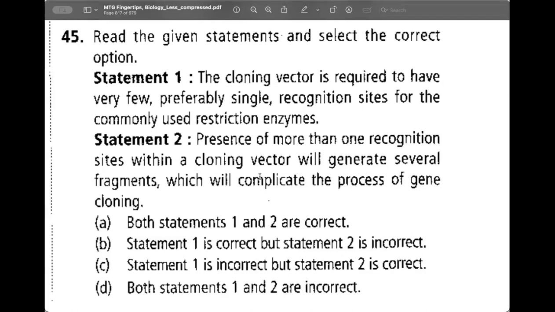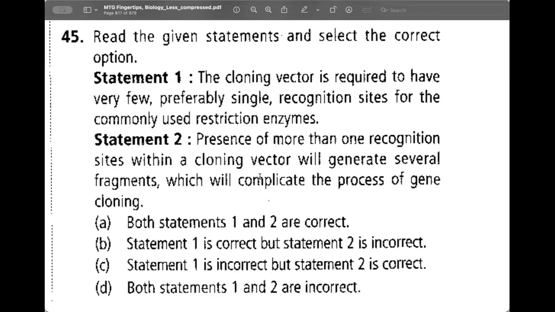So where they give you one sentence, call it the assertion, and then another sentence, the reason, and you have to relate both of them. First, you have to figure out if both are correct. Second, if both are correct and the reason is the correct reason for the assertion. Third, if both are correct, but the reason is not the correct reason for the assertion. And fourth, one or the other is incorrect, right?